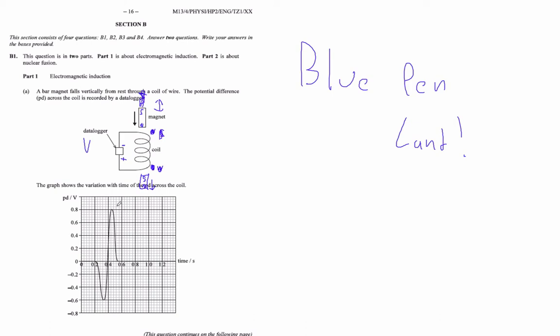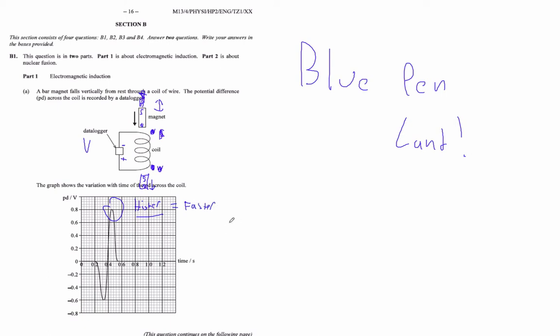Now notice that this peak is higher. We'll do this in class, or we'll have done this in class. You understand that the reason that the approaching peak is lower and the receding peak is higher is that the magnet, by the time it gets down here, is going faster. So higher is faster.